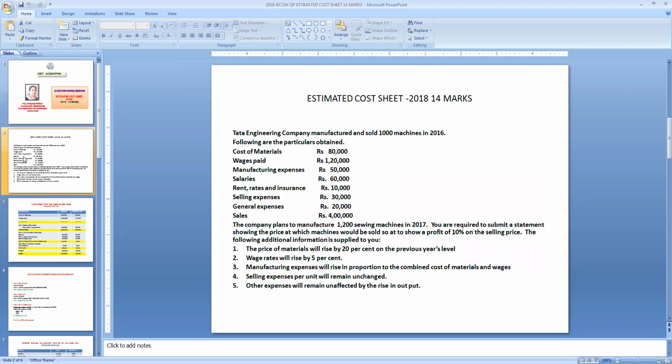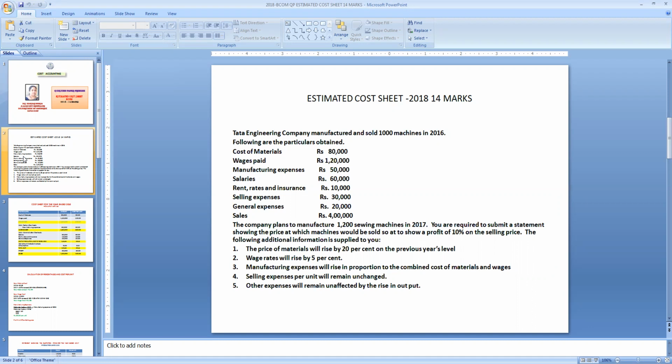Tata Engineering Company manufactured and sold 1000 machines in 2016. Following are the particulars obtained. Cost of materials is 80,000, wages paid 1,20,000, manufacturing expenses 50,000, salaries 60,000, rents, rates and insurance 10,000, selling expenses 30,000, general expenses 20,000, sales is 4 lakhs.